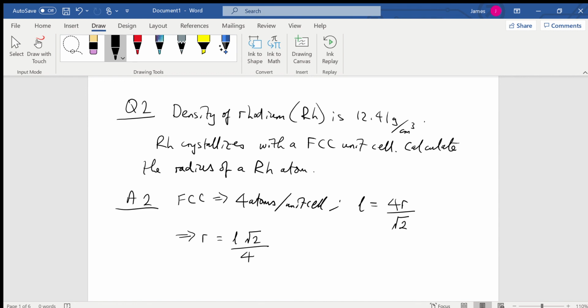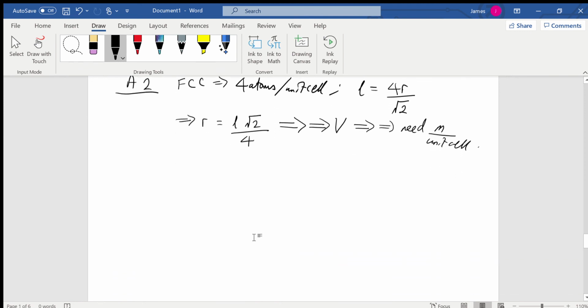Okay, so let's scroll up. So what I need to do first, we need to calculate the mass per unit cell. Okay, so I've got the density. I want the volume. So essentially, to get the radius, I need the length. To get the length, I need the volume. So therefore, I need the mass. I need the mass per unit cell. Okay, so that's my strategy.